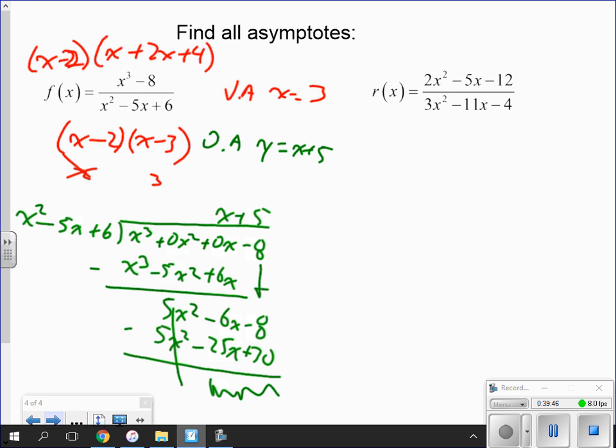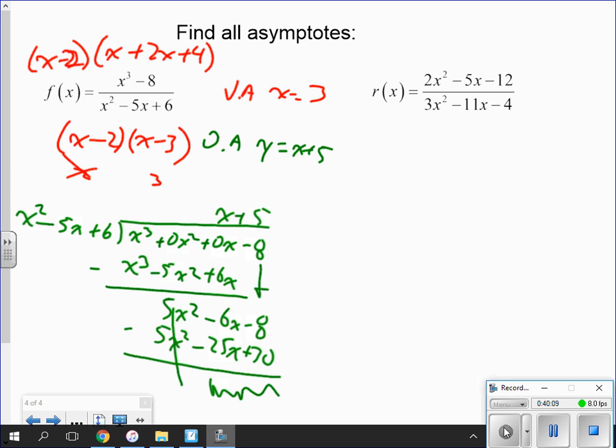Okay, your turn. Do that one. Find the asymptotes for R of x. Okay, so let's take a look at these.